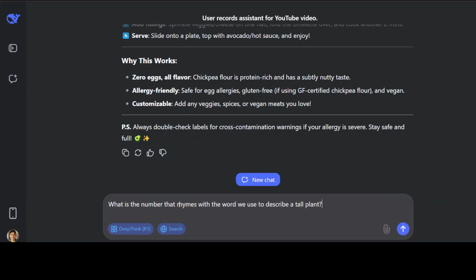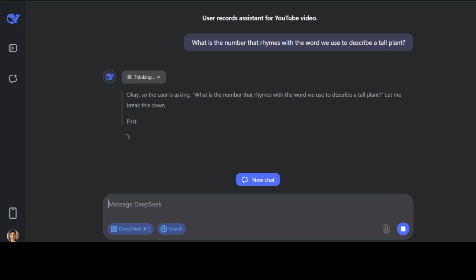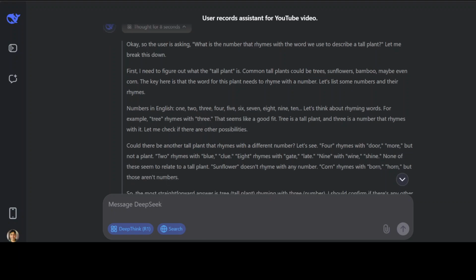Okay. Next up, I'm asking it, what is the number of a number that rhymes with the word we use to describe a tall plant? Let's see how it reasons. It should be interesting. It is sort of a riddle, and I'm checking if the model understands that and how it goes about it. You see, it is first understanding the question and its context, and it is talking first.